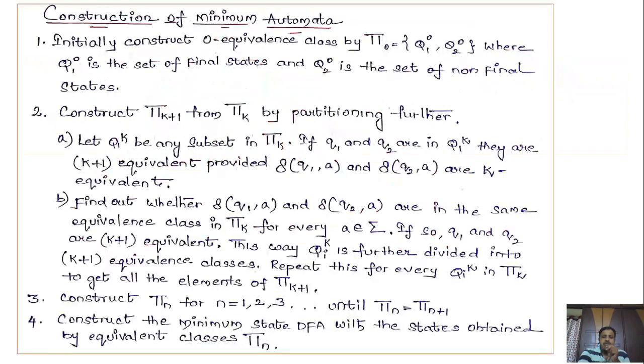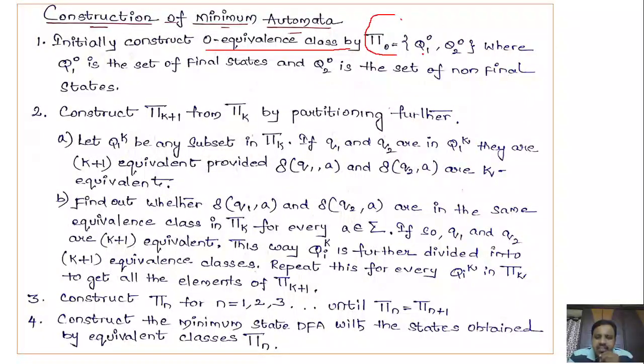So this is the algorithm which we are using for constructing the minimized DFA. Just try to understand. I am going to give a brief overview about this algorithm, so that when we solve a problem, you can understand it clearly. First, initially construct the zero equivalence class. Here I have written pi naught. Pi naught is nothing but a set of final states and non-final states.